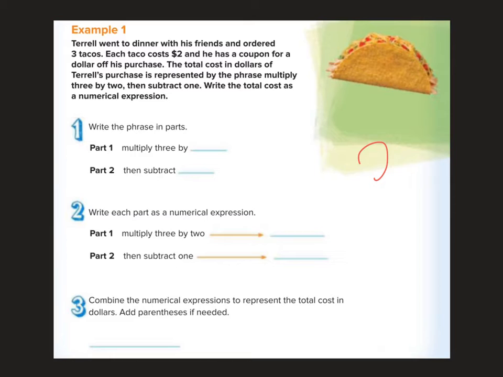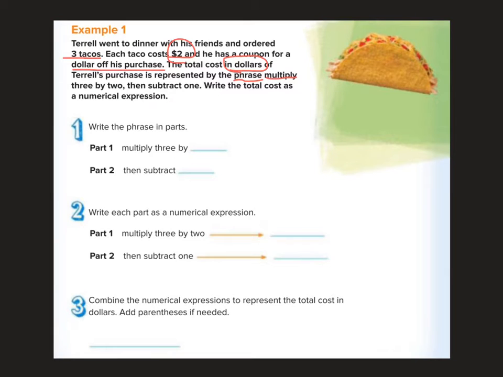Okie dokie. Here we have a nice little problem that we're going to do. Terrell went to dinner with his friends and ordered 3 tacos. That's probably important information. Each taco costs $2. He has a coupon for $1 off his purchase. So not $1 off each taco, $1 off each purchase. His purchase. The total cost in dollars of Terrell's purchase is represented by the phrase. That's just a short little sentence, right? It's not a complete sentence, so we call it a phrase.